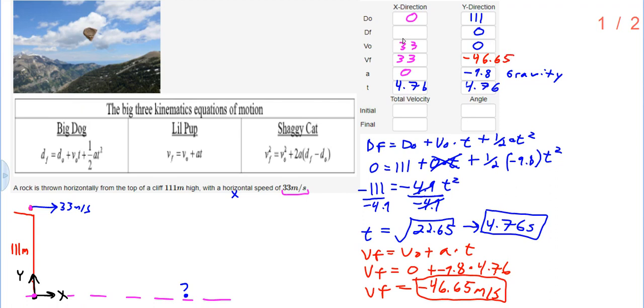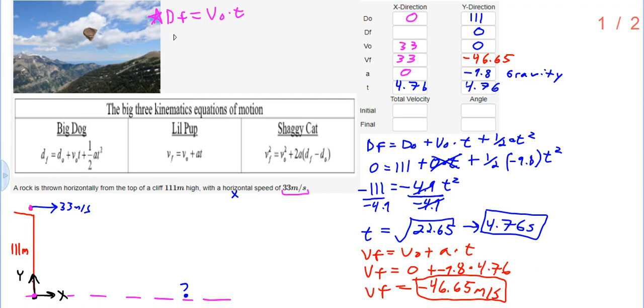The only thing I'm missing now is my distance final in the x direction, so I'm going to go ahead and solve for that now. My distance final in the x is just going to use big dog. Big dog in the x, when we're in the air, is just df equals, well, we know do is 0, so we can leave that out, vo times t plus 1/2 at squared. We know a is 0, so we can leave that out. This is the only equation you can actually use in the x direction when an object is in the air, because all the other equations just turn to 0.